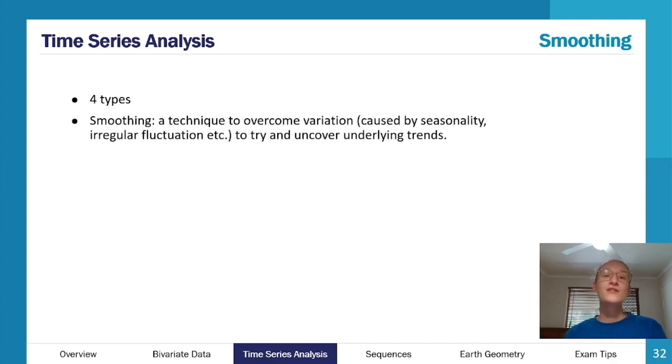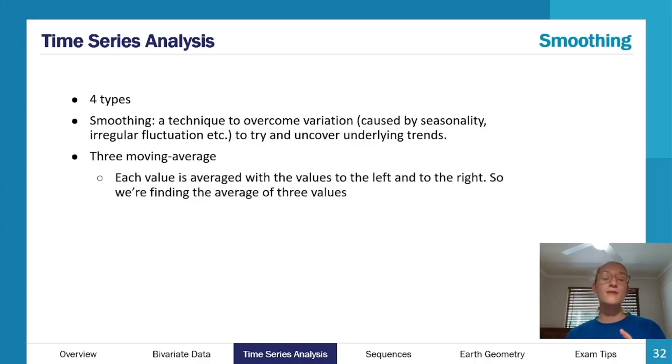And there are 4 types of smoothing. So again, smoothing is a technique to overcome variation. Not so much seasonality, because we'll look at deseasonalizing and reseasonalizing data shortly, but mainly irregular fluctuations. And again, it's about trying to uncover those underlying trends. So the 4 types are the 3 moving average and the 5 moving average, or you might have heard it referred to as the 3 moving mean and the 5 moving mean. And we're going to have a quick look at those 2 today.